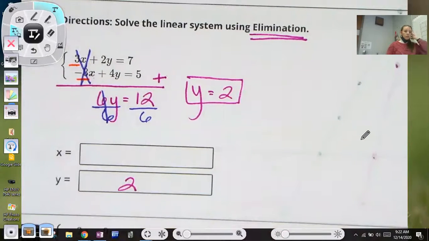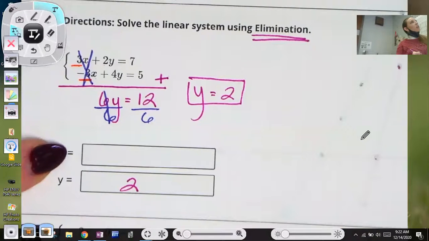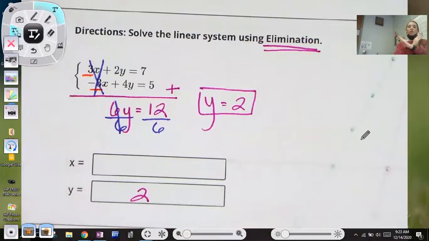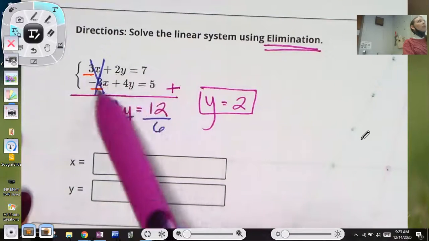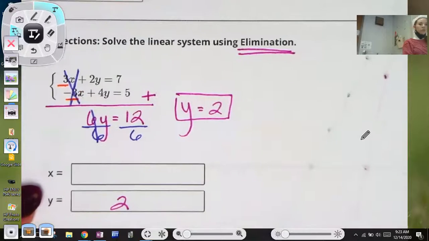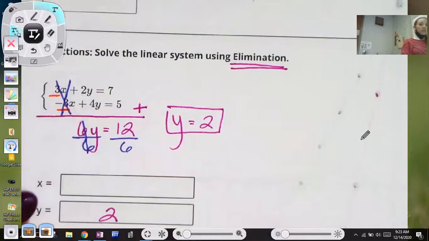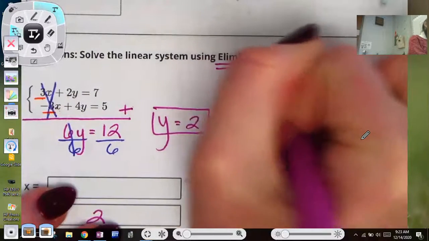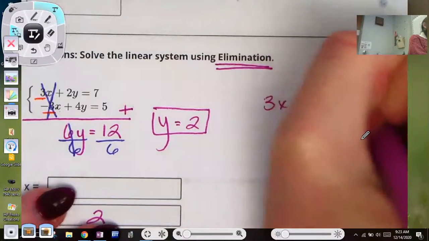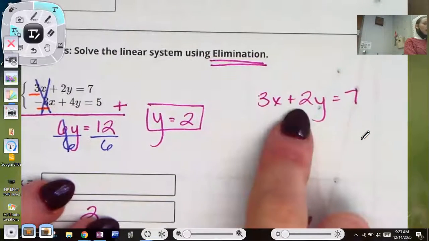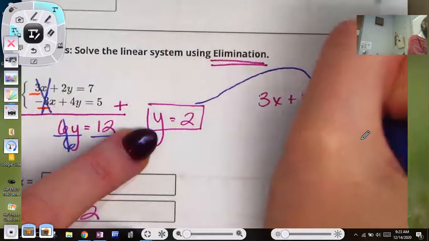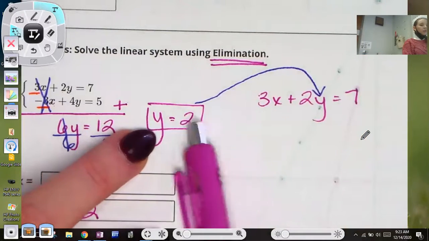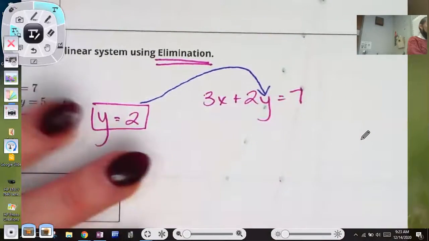Am I done? No, because you still have to figure out what x is, because we know a solution to a system is that intersection point. So I have a variable. What do I have to do with it? Plug it back into one of my equations. Does it matter which one I choose? No. I'm going to choose the top one just because it looks easier to me. So I have 3x plus 2y equals 7. I have an equation, I have a variable, I'm going to substitute it in. Make sure you substitute it into the right variable.